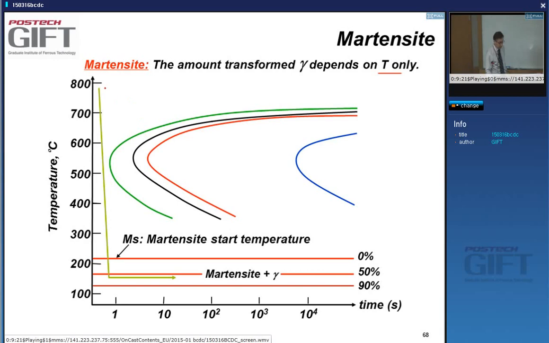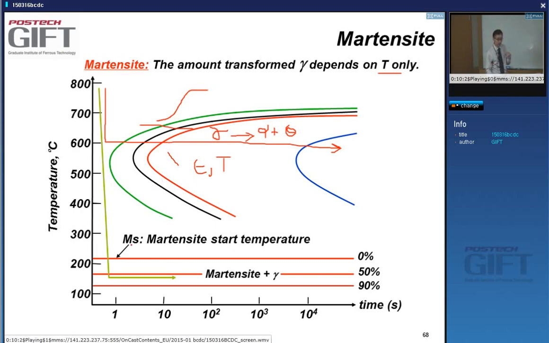If I do a transformation, for instance, using this temperature cycle where gamma decomposes to perlite, and perlite is basically a mixture of ferrite plus cementite, right? That is a nucleation and growth process. So the kinetics are both time and temperature dependent, right? If I'm at a certain temperature, the transformation has this S-type form kinetics.